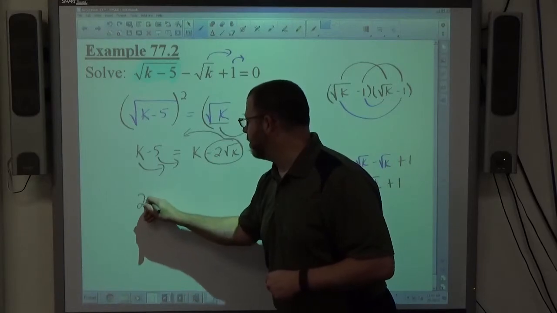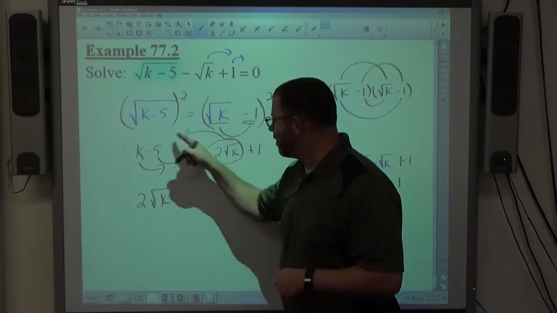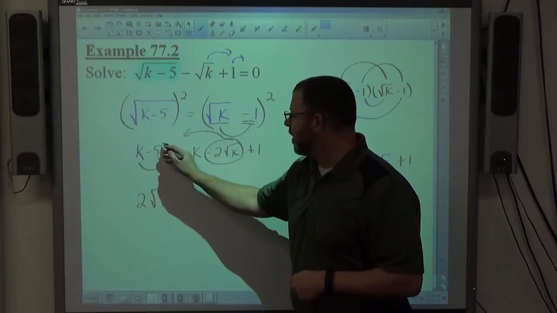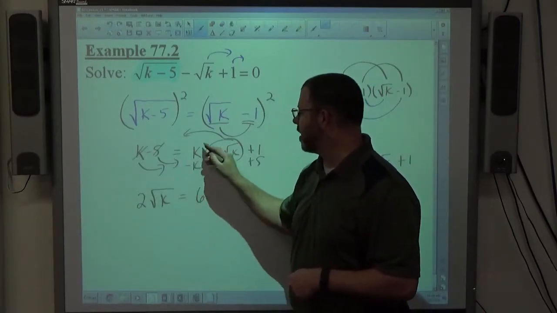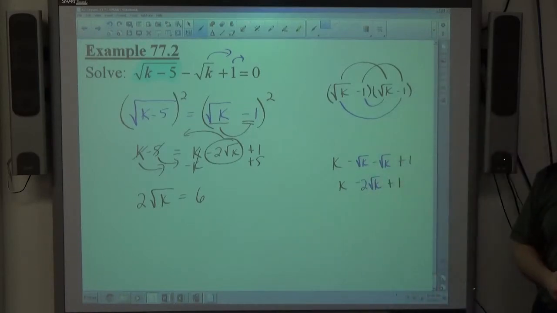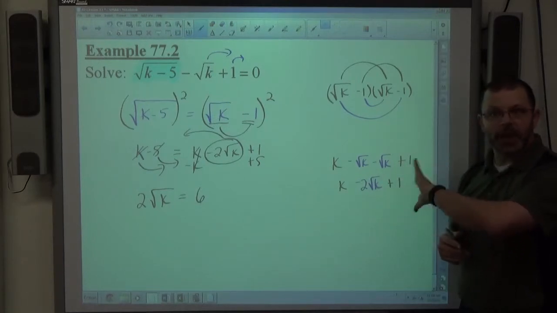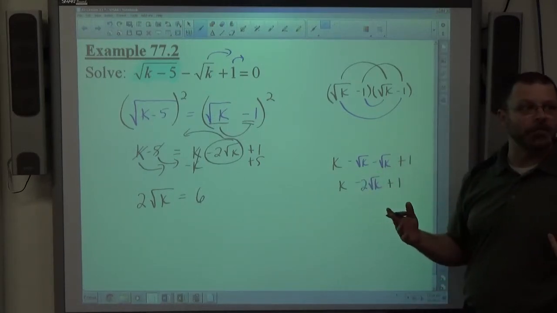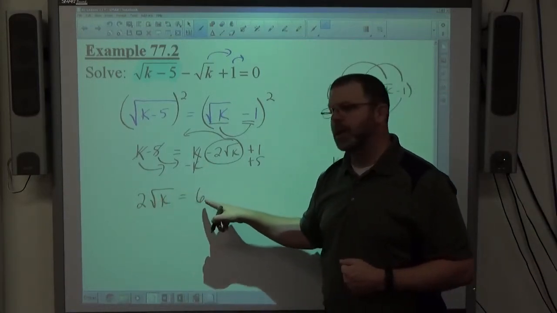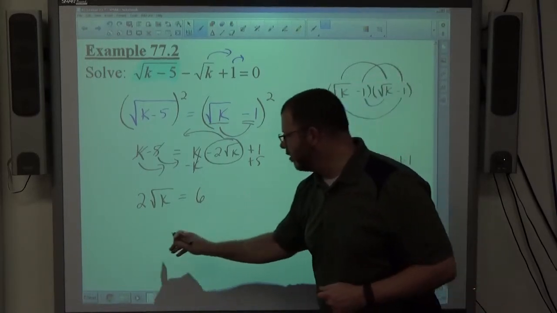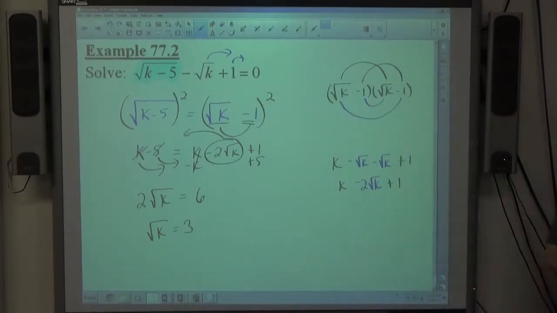So 2 times the square root of k moves to the right and becomes positive. The minus 5 moves over, becomes a plus 5, which is 6. And the k moves over as a minus k, and k minus k cancel. So we get 2 times the square root of k is equal to 6. The radical term is isolated, and I could square both sides right now if I felt like it. If I did, this would become 4, this would become k, this would become 36. That's legal, but easier is to divide both sides by whatever's in front of the square root first.